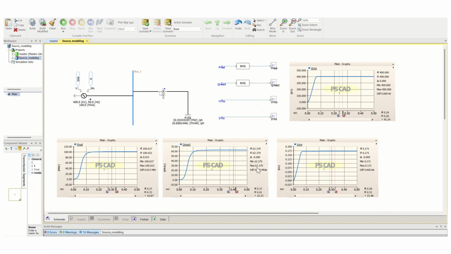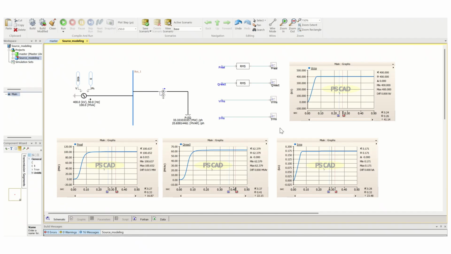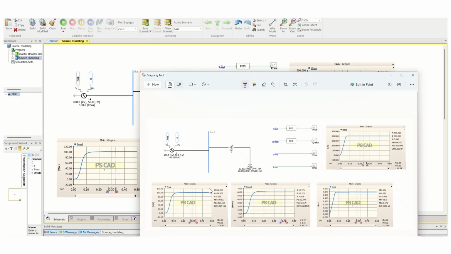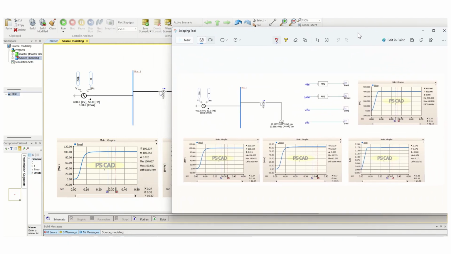And reactive power is 62.379, while Q naught is 61.97, right? So there is a slight difference, but this is the modeling considering the infinite source. One thing we can do is take a snapshot of this just to compare with other cases.